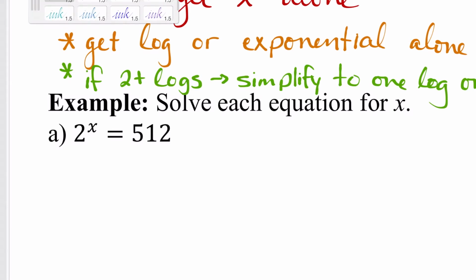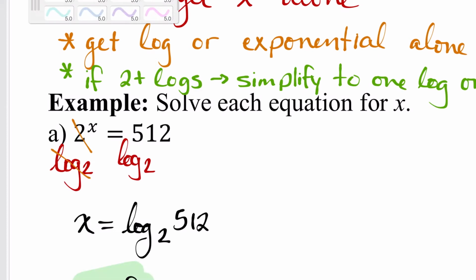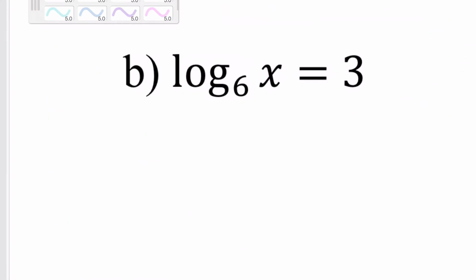In order to get the x out of the exponent, we need to get rid of our base. So I'm going to take the log base 2 of both sides. Log base 2 and the base 2 cancel out. And then in my calculator, I can plug in log base 2 of 512, and when I do that, I end up with 9. So 2 to the 9th power is 512. Who would have thought?